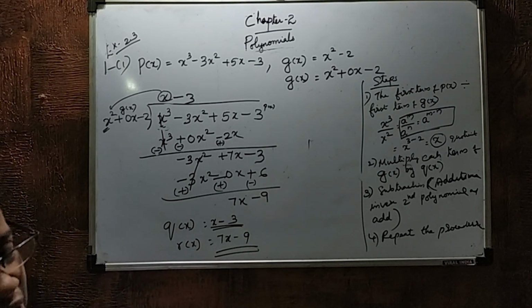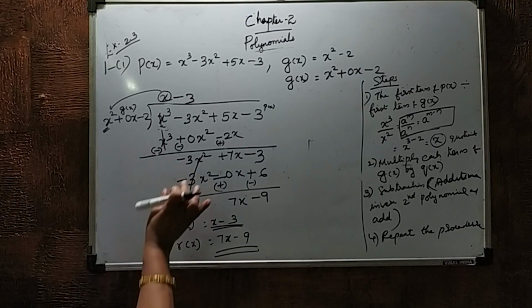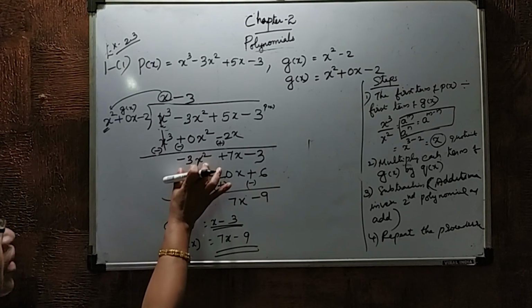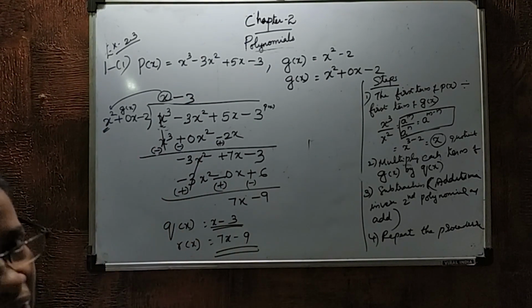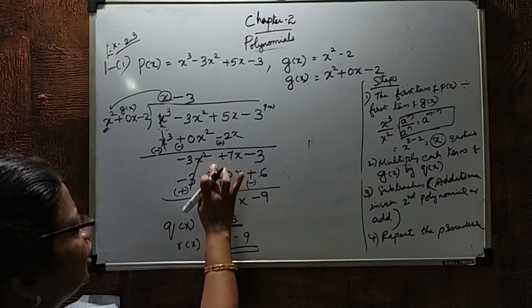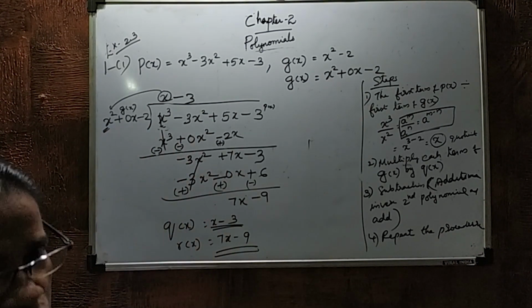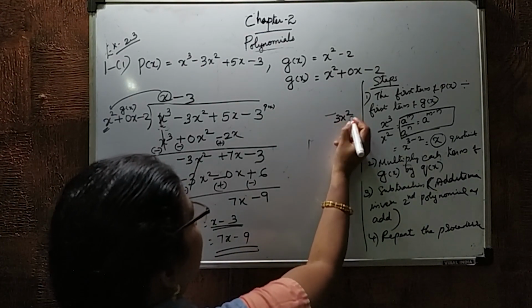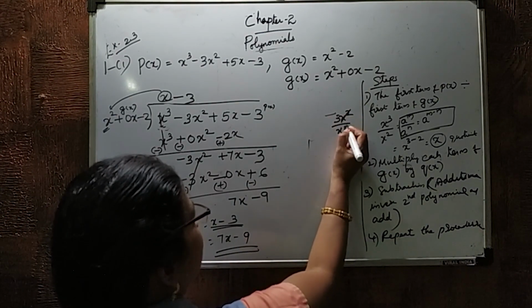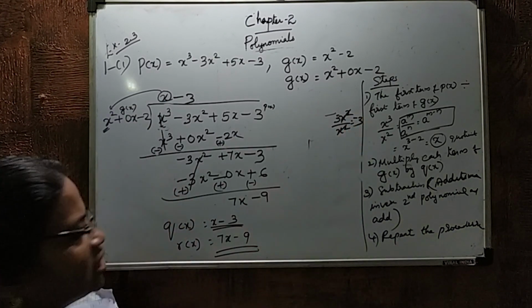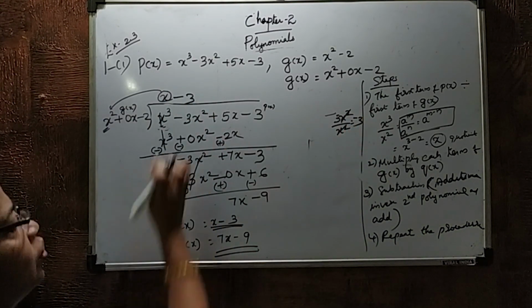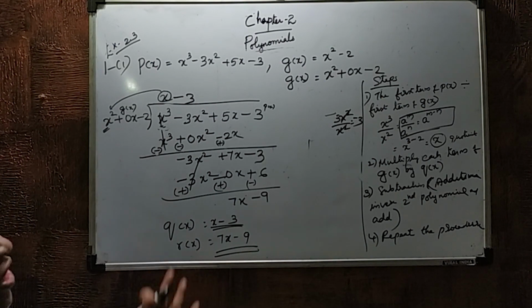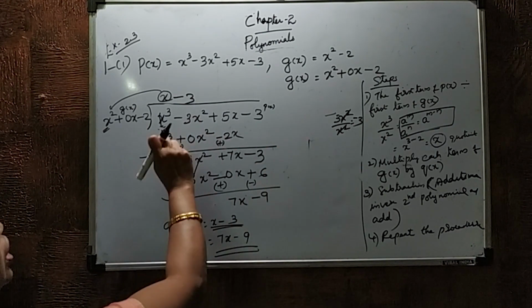The next one again, what is the next step? Same, take the first term of the dividend divided by the first term of the divisor. So negative 3x square divided by x square. x square by x square cancel, negative 3 is there. That negative 3 you have to write here again. So division completed, now multiplication. Division, multiplication, subtraction. Division completed, negative 3 you got.